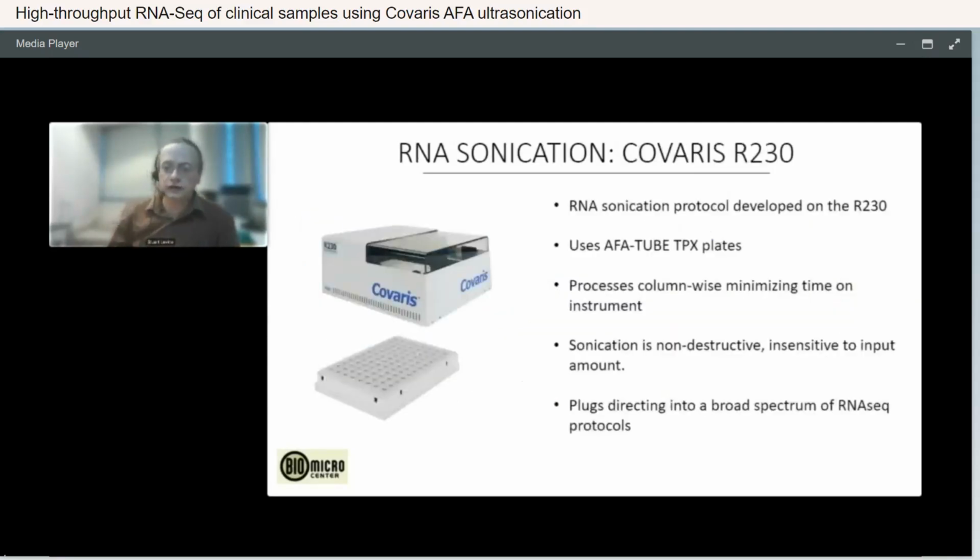We use the Covaris R230. This is their newest machine. It uses AFA tube TPX plates. These are plastic plates, and we developed the methods with that. It processes columns at a time, allowing us to do whole plates very quickly. And because, again, it's non-destructive, it won't take it to the point the sample is completely destroyed, we can put almost any input amount in to have this work. And it plugs directly into a broad spectrum of RNA-seq protocols, in theory, because that fragmentation is the first step of almost every one of these protocols.